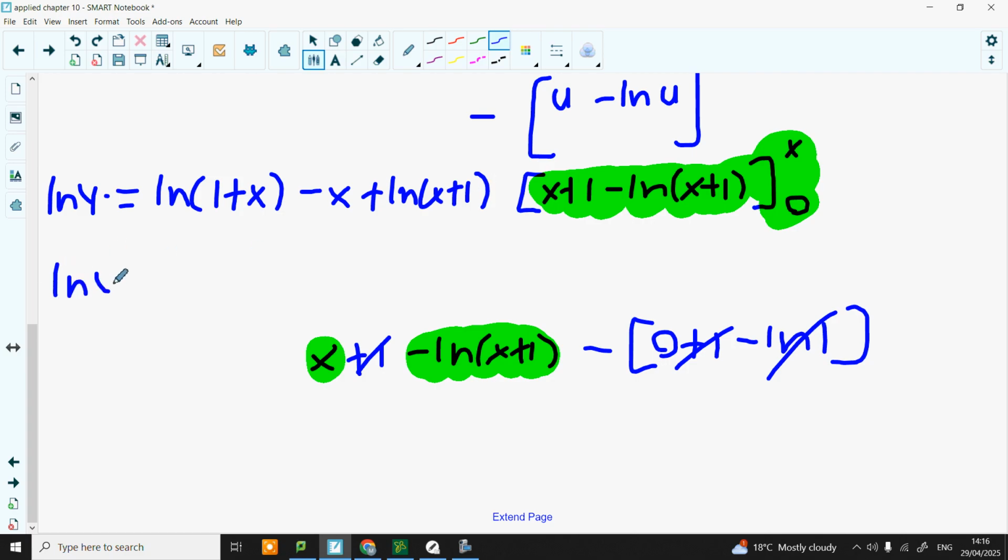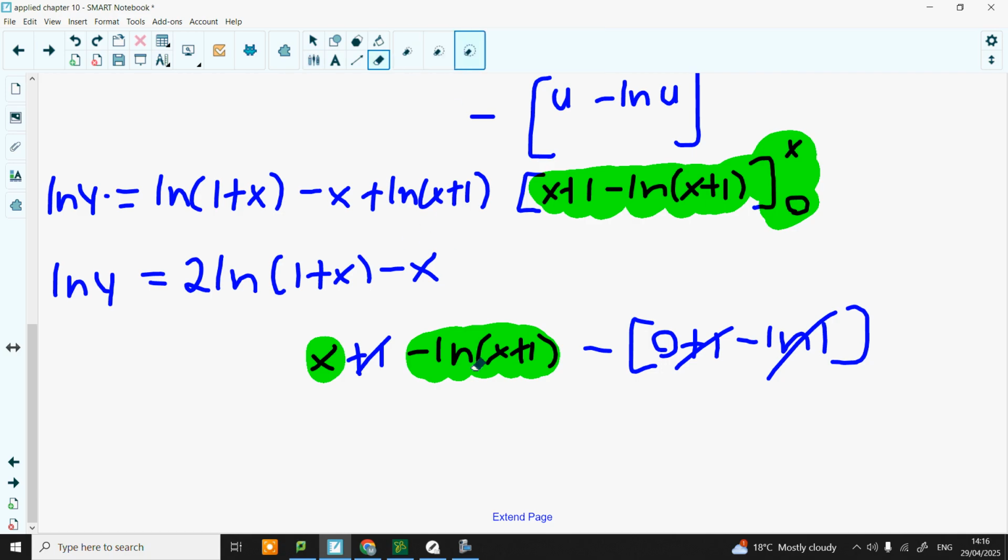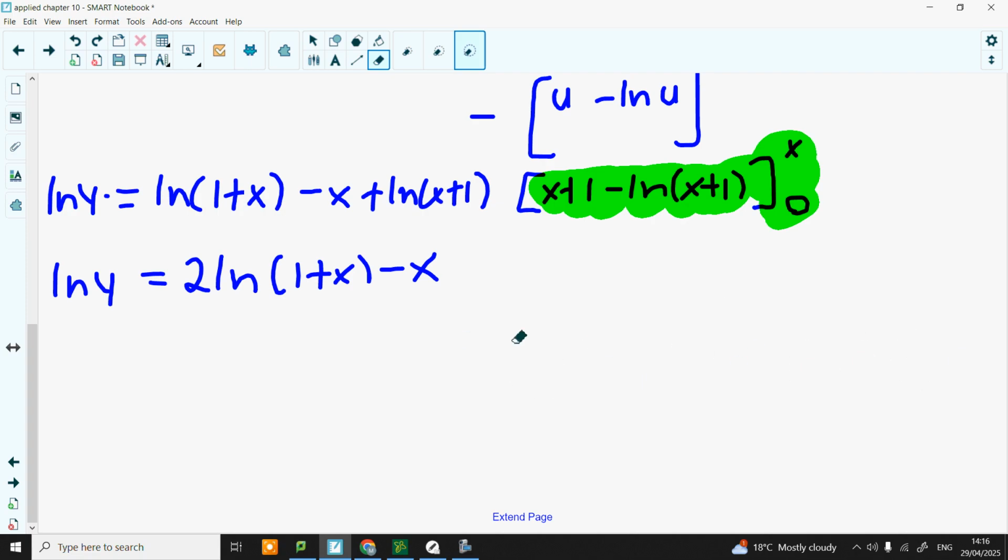Thank God. All right. So it's ln y equals 2 ln 1 plus x. Take away x. Yeah, we got it. And then just need to base e this and we're sorted. Okay. Here's the next part.